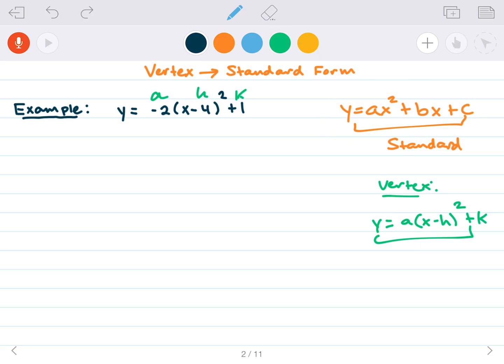So the way that we can do this is we can expand, right? So if I write this in its expanded form, I have -2 times x minus 4 squared, which means x minus 4 times itself, and then I still have that plus 1 at the end. So the first thing I'm going to go ahead and do is FOIL these binomials, leaving the -2 out in the front.